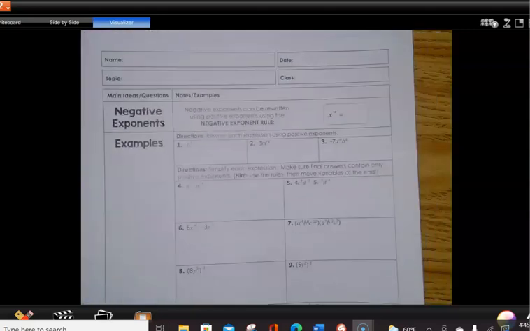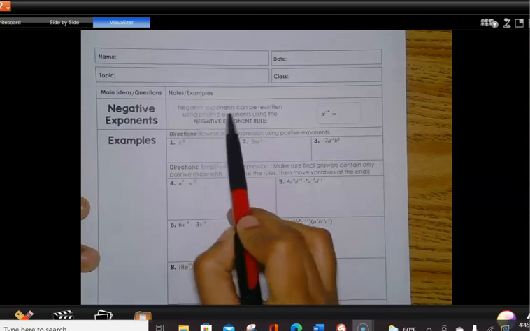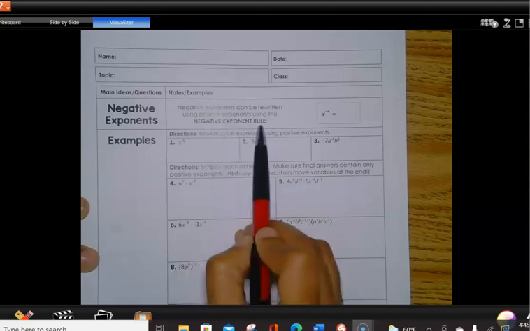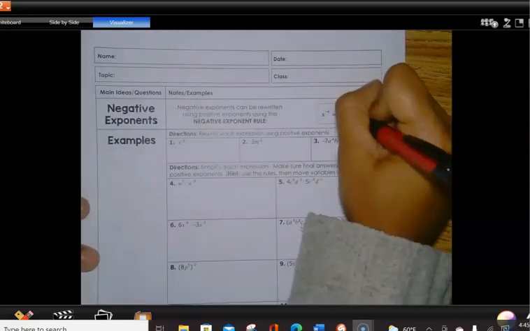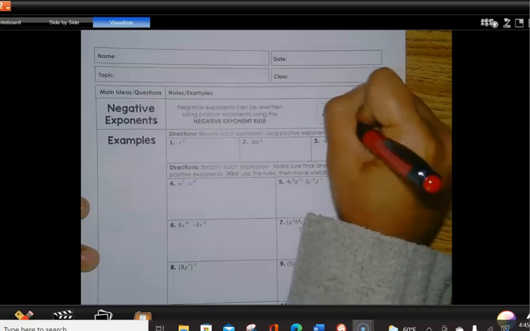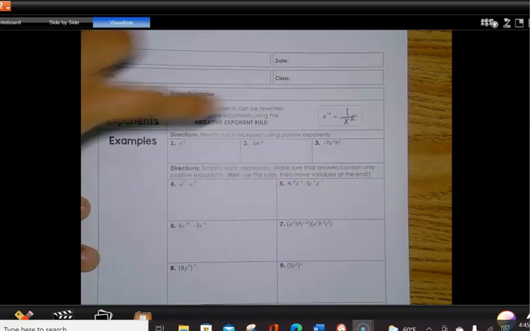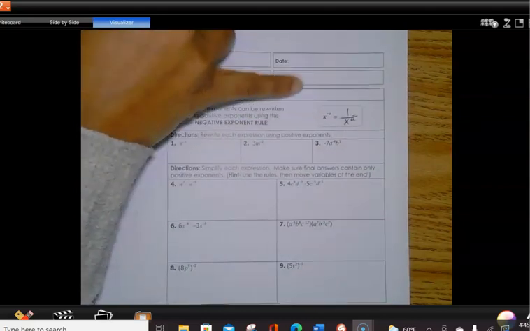All right, so let's jump into negative exponents. So notice that it says negative exponents can be rewritten using positive exponents, using this rule. What you have to keep in mind for this one is it's 1 over x to the a. 1 over x to the a. Because that exponent has a negative sign on it, I have to do 1 over.